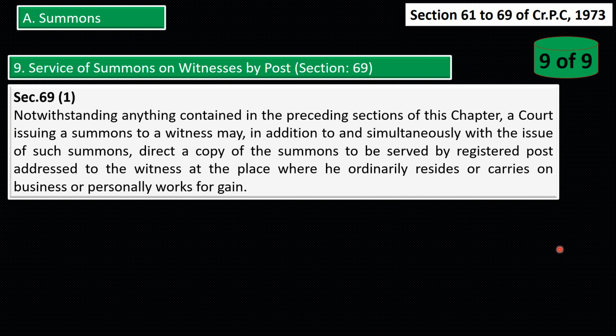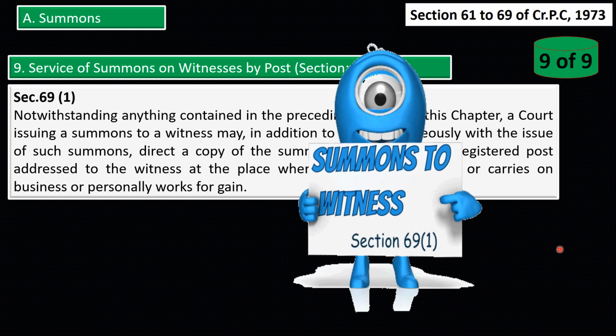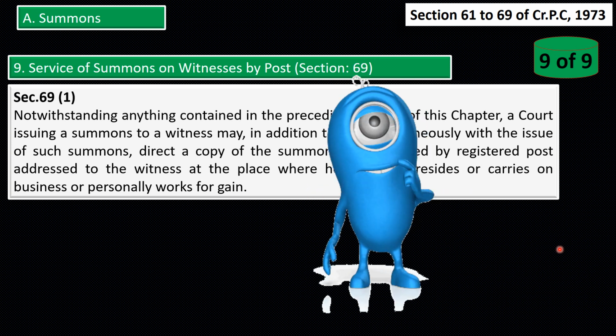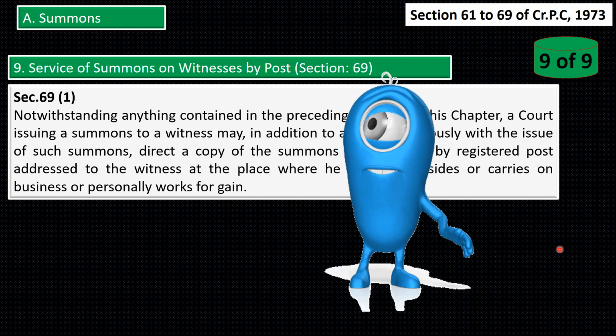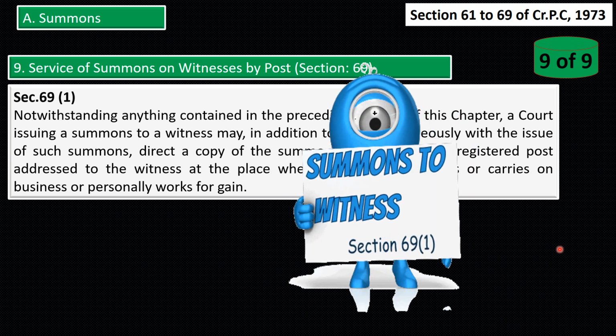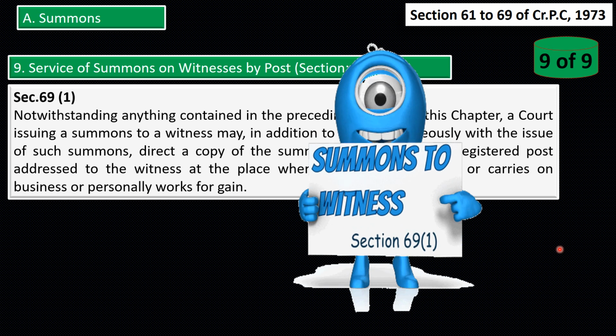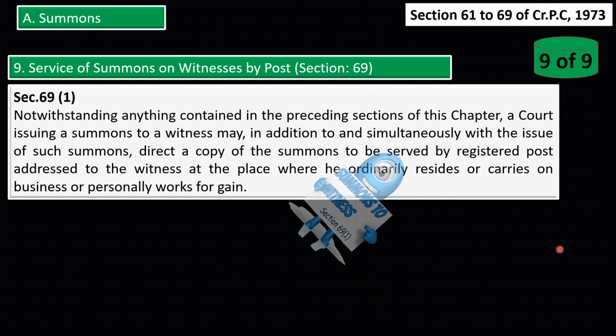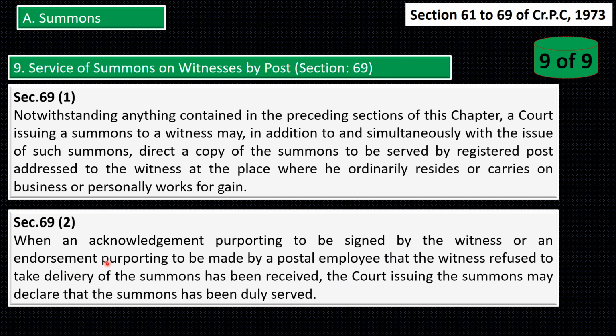Basically, what you have to remember is that subsection 1 of section 69 deals with summons to witnesses, and that also can be sent by registered post. Subsection 2 of section 69 says when an acknowledgement purporting to be signed by the witness, or an endorsement purporting to be made by a postal employee that the witness refused to take delivery of the summons, has been received, the court issuing the summons may declare that the summons has been duly served.